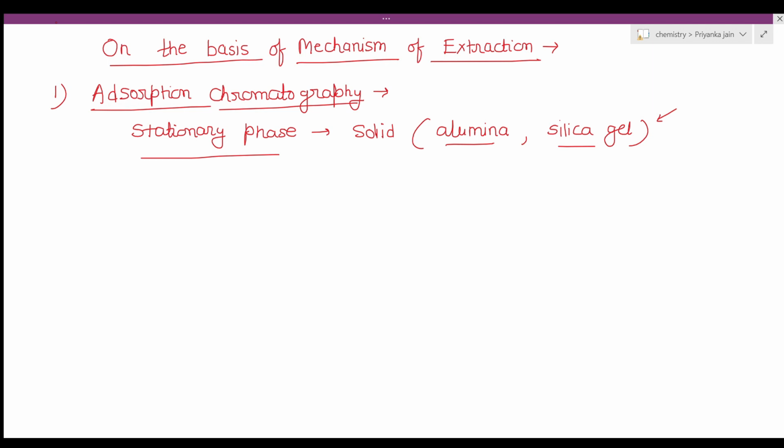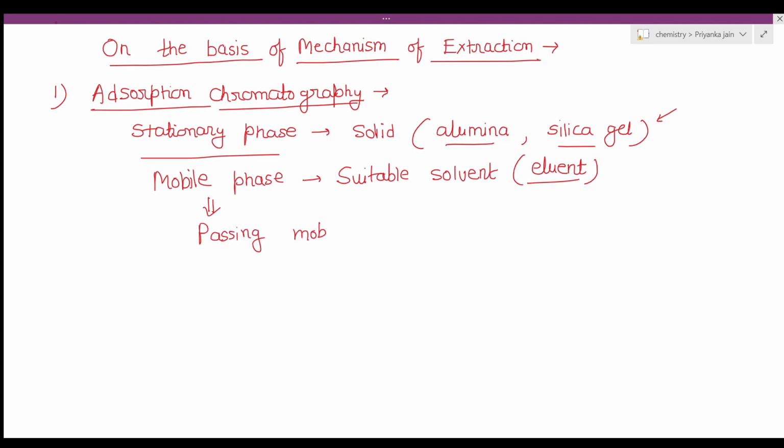Then we are passing the mobile phase. We are passing a suitable solvent, that is called the mobile phase. So here the mobile phase is a suitable solvent. This is also known as the eluent. In chromatographic terminology, we call it eluent. And this process of passing the mobile phase through the column is called elution.